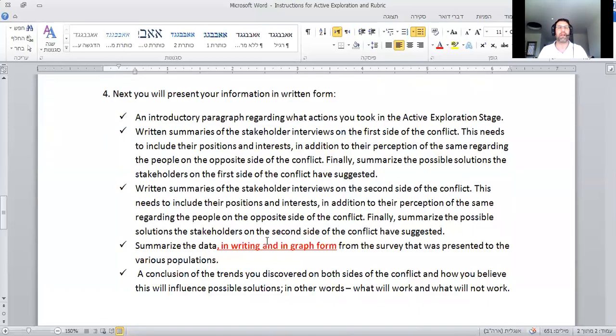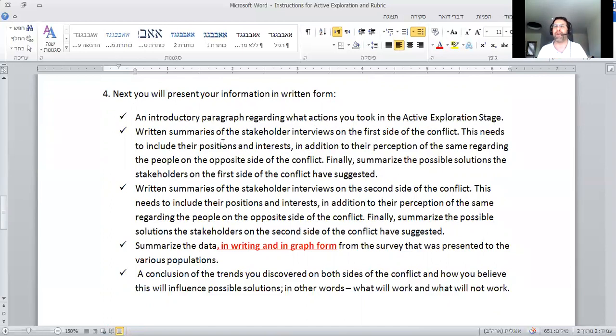Step 4, next you will present your information in written form. So how are you going to do this? An introductory paragraph regarding what actions you took in the active exploration stage. Say what you did in this stage. Okay? Now, after you've said what you've done in short, what you're going to do is present your findings.